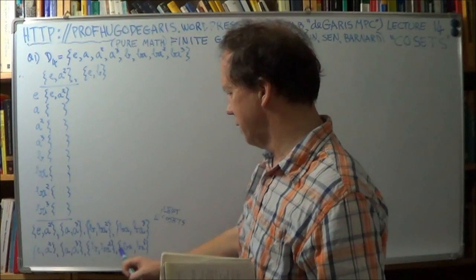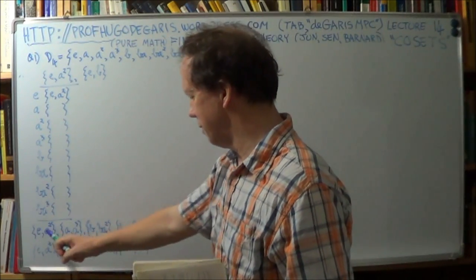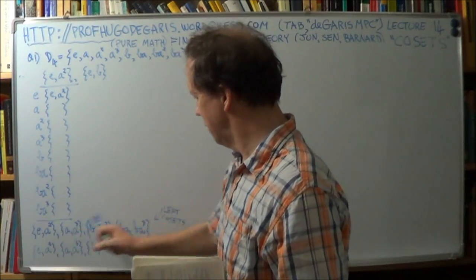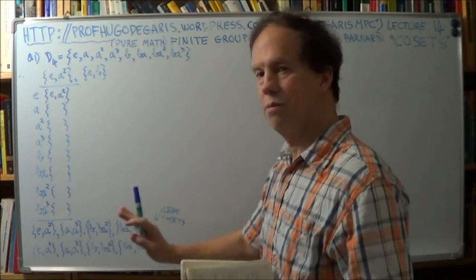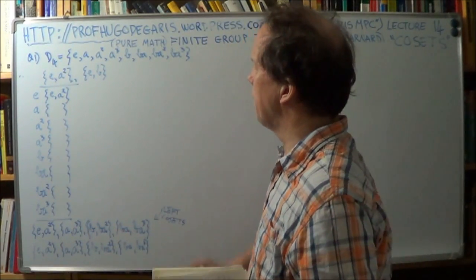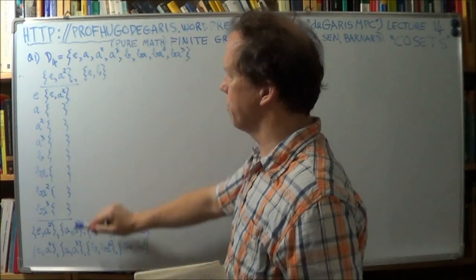And this list of right cosets is the same as the list of the left cosets. Right? Well, that's a remark. All right, so we've done half the problem now.